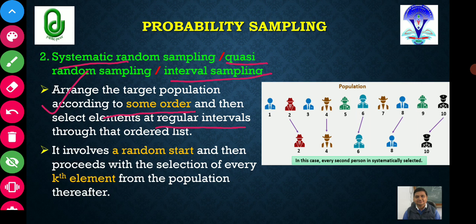It involves a random start. So first of all, we have to start randomly. That is why it is a part of random sampling, systematic random sampling, and then proceed with the selection of every kth element. So first of all, you have to start randomly, and then you have to select every kth animal, kth element. So what is k? That you have to know. So in the next slide we will see what is k.